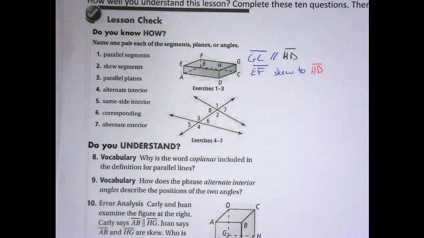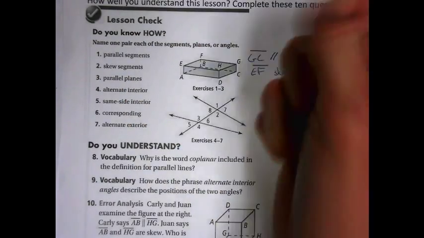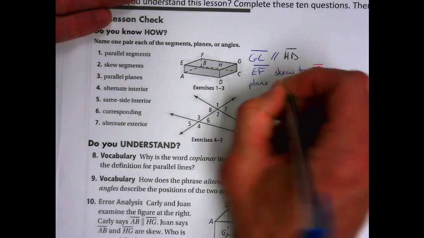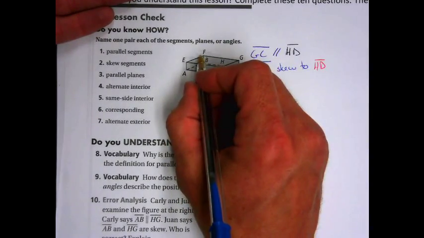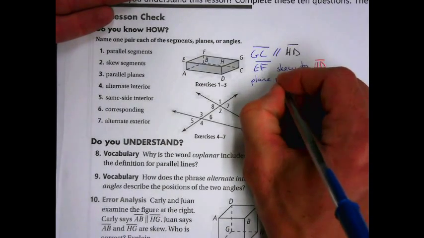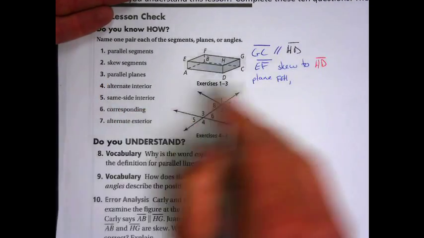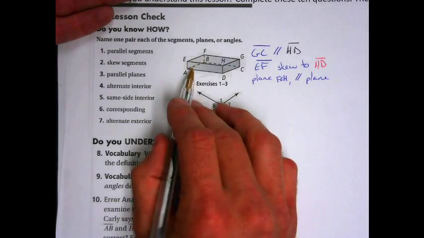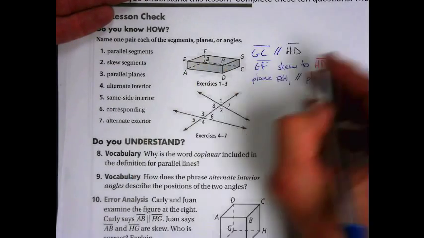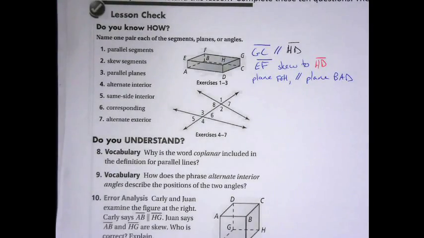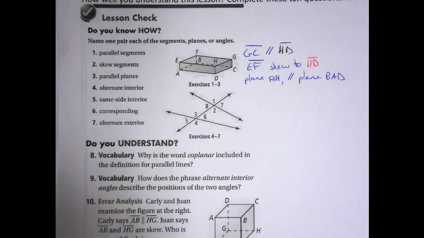All right, number 3, how about parallel planes? Doesn't matter. Pick any 2 faces of the rectangular prism. And we do have to assume that this is a rectangular prism. So I'll start with any plane. Let's pick the top face. Why not? So plane FEH. And that would be parallel to plane, the bottom face, right? How about BAD? Okay, so that's parallel planes. Yay, we're learning. Moving on.